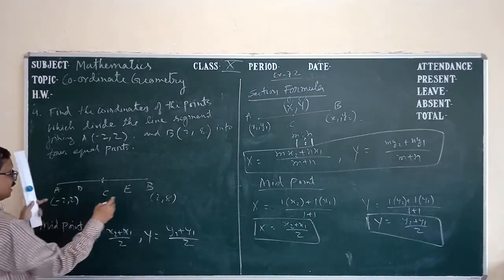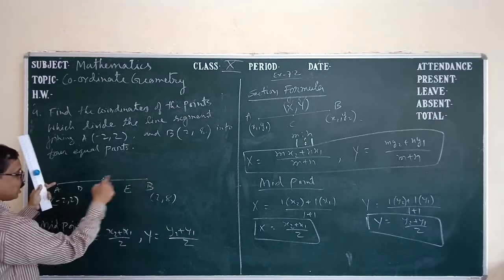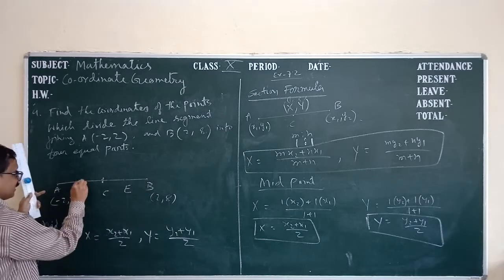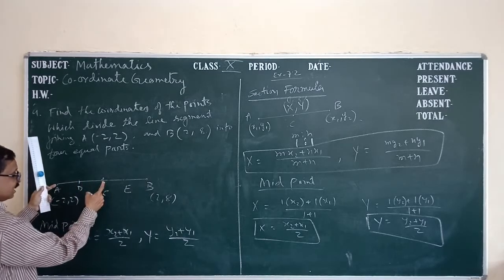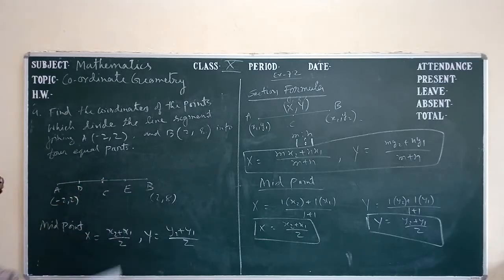Or one thing we can do: we can find the midpoint of these two, that is this point, the C point. C is the midpoint of AB. D is the midpoint of AC, and E is the midpoint of BC.